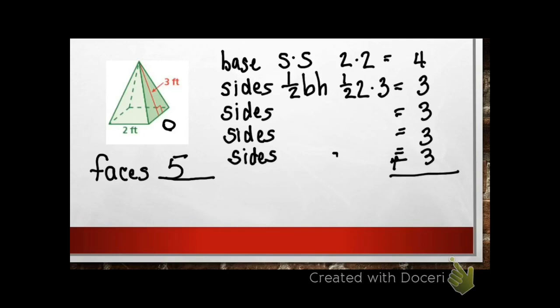All right, so I know I have 4 3s, so 4 times 3 is 12, and 12 plus 4 is 16. And I'm dealing with feet, so my answer is going to be the surface area is equal to 16 feet squared.